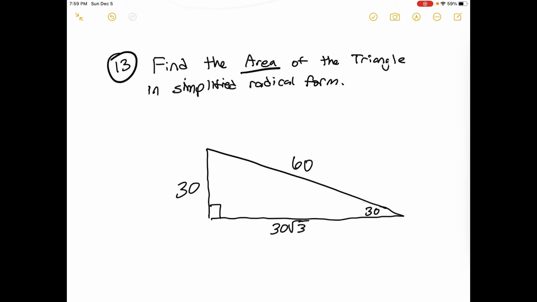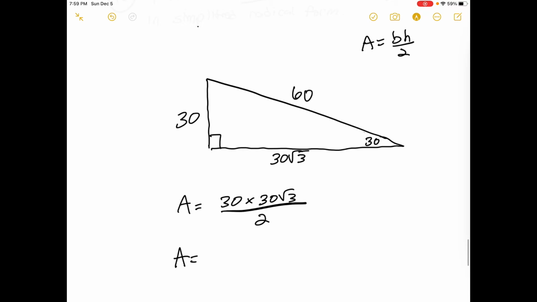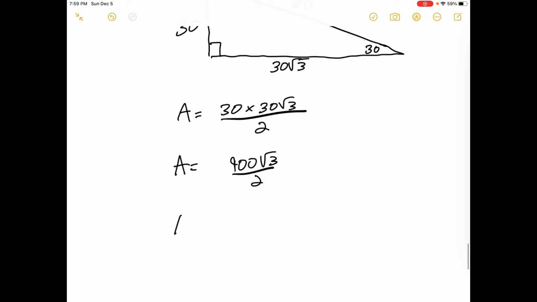We need to know our area formula: area is going to be base times my height divided by 2. So we got base 30 root 3 and height of 30. Let's multiply these. 30 times 30 root 3 divided by 2. Okay, that gives me 900 root 3 divided by 2. And this will give me 450 root 3.